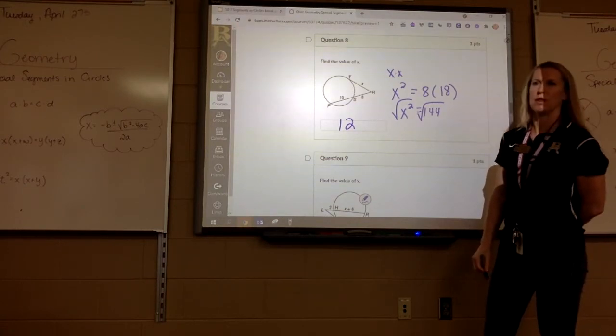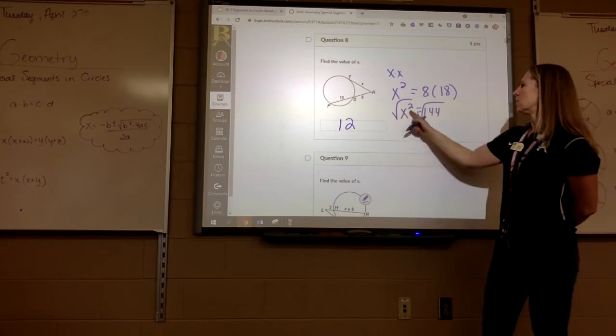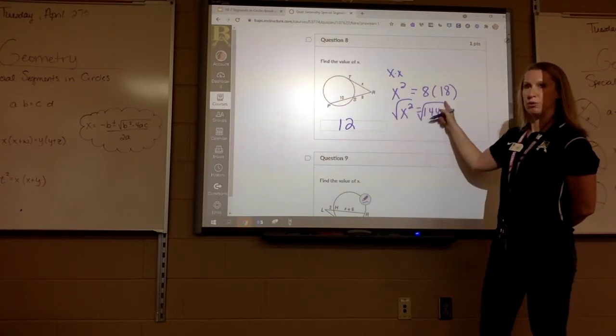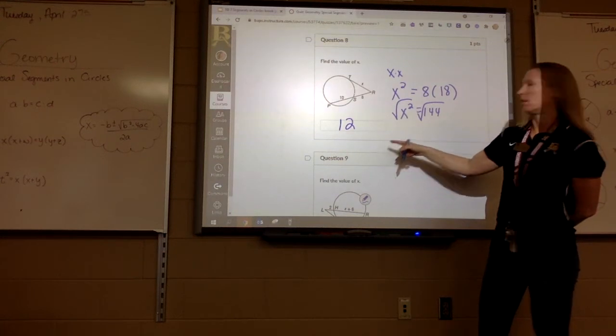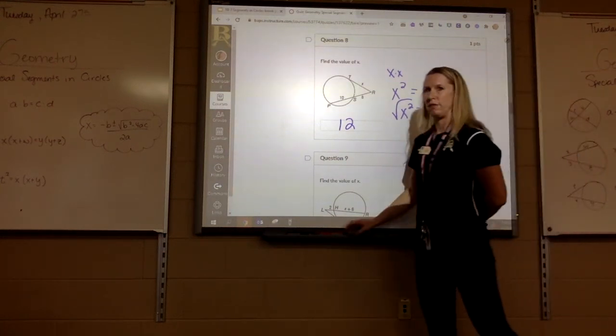Yep, it's because 12 squared is 144. So if you have x squared, you have to square root to solve for x, right? You guys all remember that? Okay. So number 8 is 12.